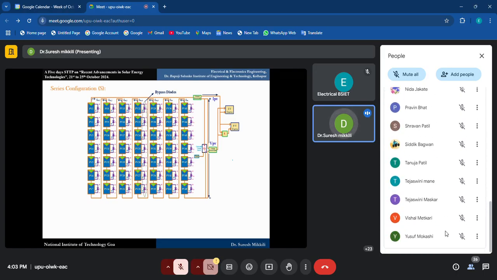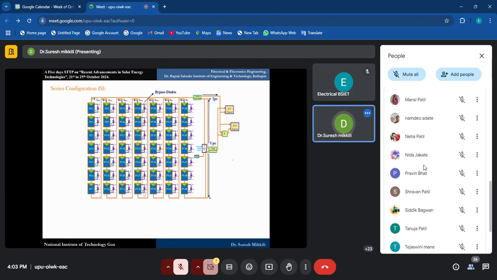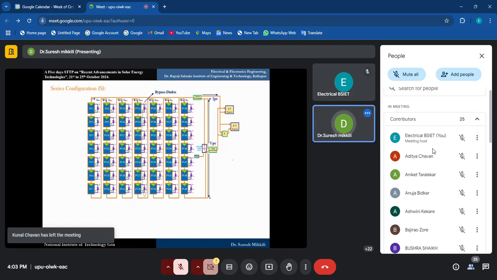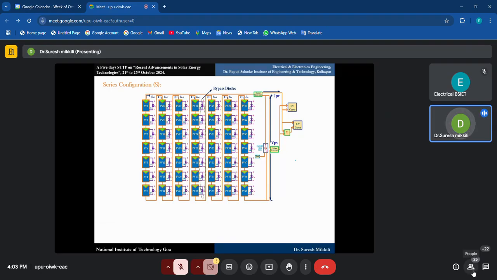Suppose I am considering a 7 by 7 structure. In a 7 by 7 structure, how many modules will be there? 49 modules are there. What is the series configuration? All PV modules are connected in series. The first one is connected in series with the second, connected in series with the third. The seventh module is connected in series with the eighth one.